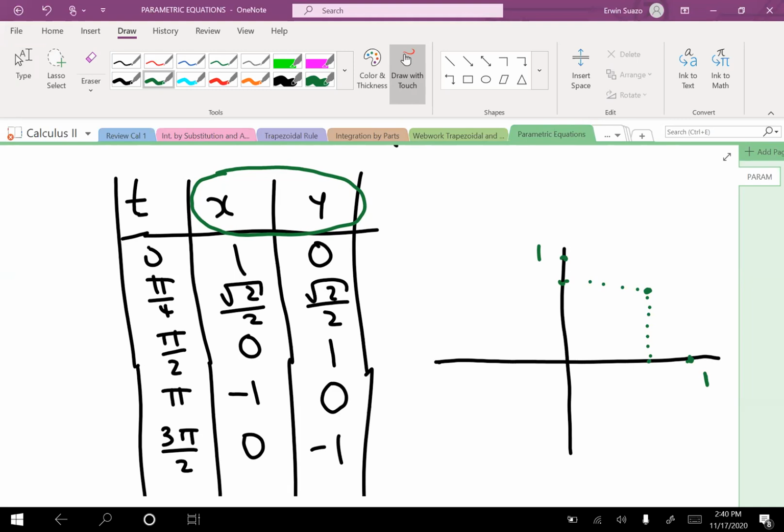The next one is pi halves, but I cannot forget about the pi halves, and it's when x is 0, y is 1. So over here, right? So basically over here and over here. Those are the 3 points I have grabbed. The next one is when x is minus 1, y is 0. So I'm going over here.